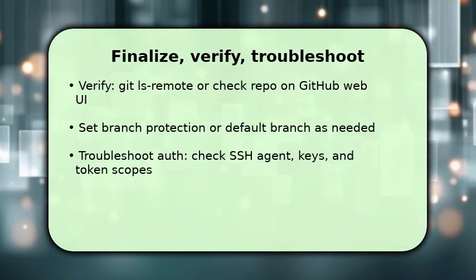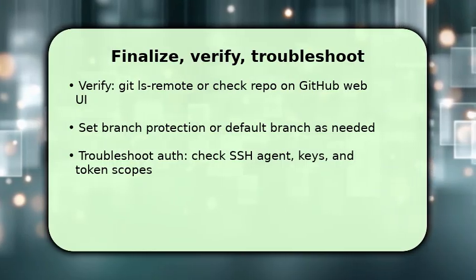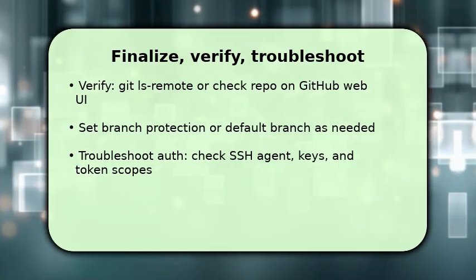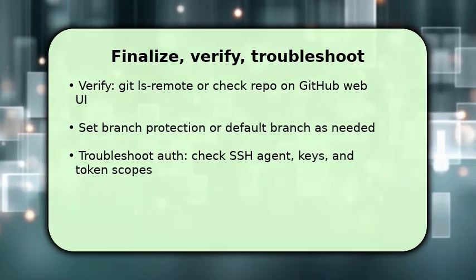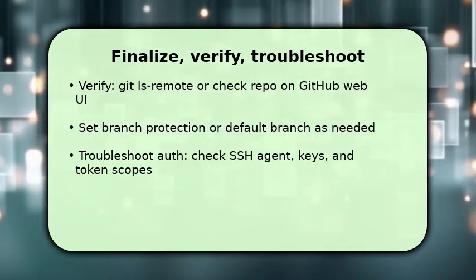To finish, verify the link and make it robust. Confirm with git ls-remote origin or open the GitHub page and see your commits and branches. Make the pushed branch the default if needed. Once set, enable branch protection rules and add collaborators.